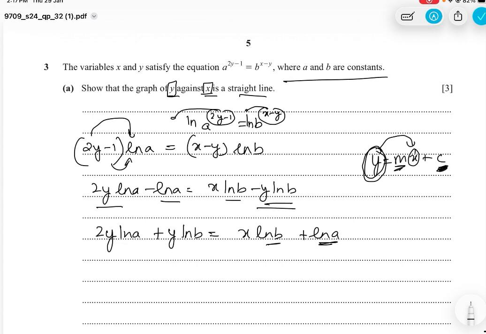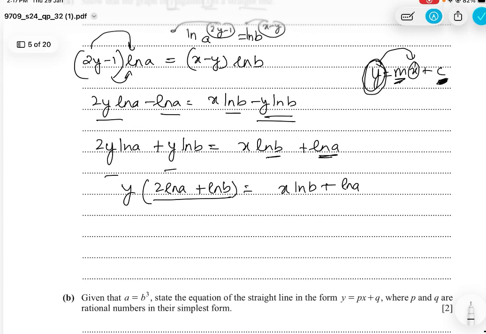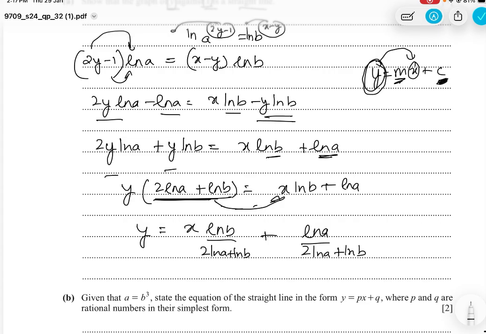Now, what I can do is take y common from here. This would be y(2 ln a plus ln b) equals x ln b plus ln a. Okay, let's put it into division. So y equals x ln b upon (2 ln a plus ln b) plus ln a upon (2 ln a plus ln b). We divide both sides, each and every term, by this one. We never take things to the other side.